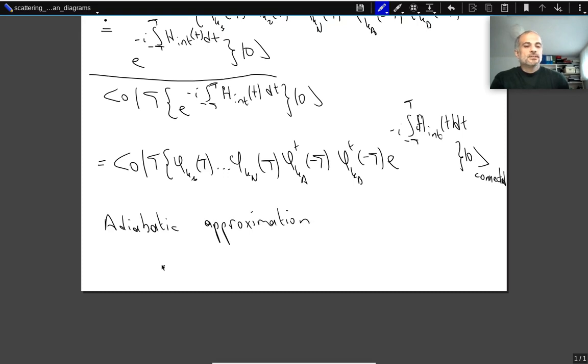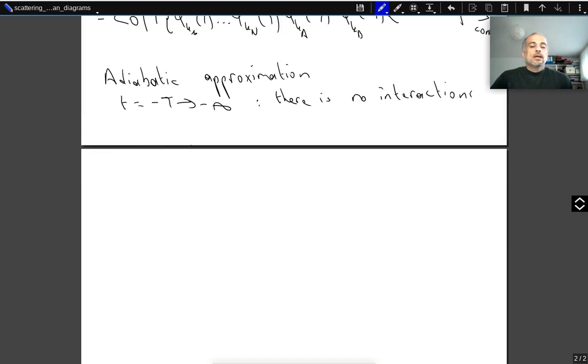Which is essentially saying that at the time t equal to minus t, which goes to minus infinity, there is no interaction. Well, the particles that we are interested in are already far away, so they are not really interacting anyway. And then we turn on the interaction adiabatically.